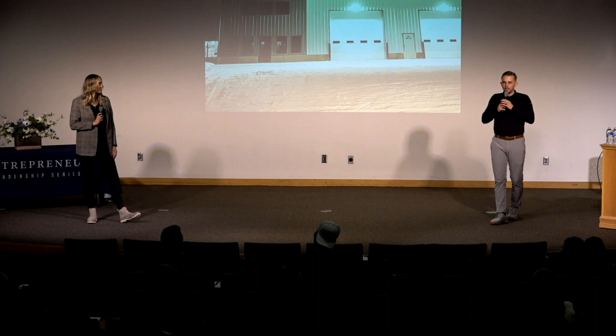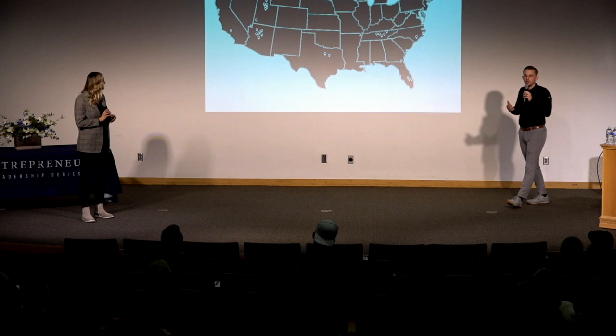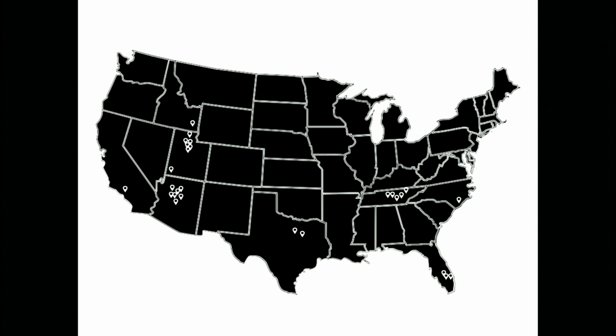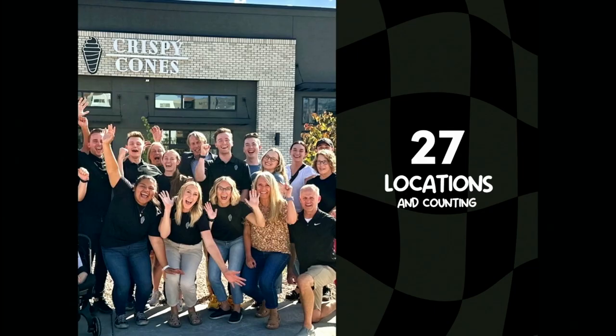Okay, I know we're running out of time, so we'll hit the next slide here. This is where Crispy Cones is going. So we have sold 28 franchises nationally. Just today we closed a deal in Tennessee of a five-store area. We're going to Texas, Florida, and this week we close our first California location. So let's hit the next slide. That is 27 locations and counting.